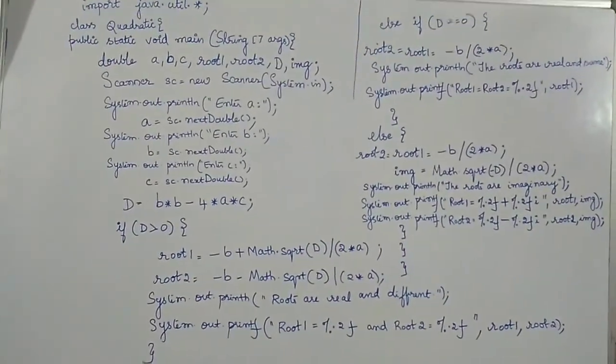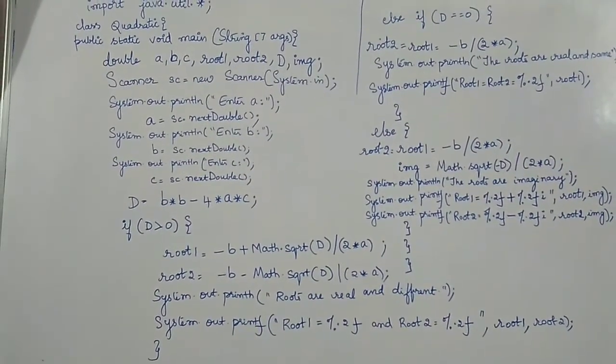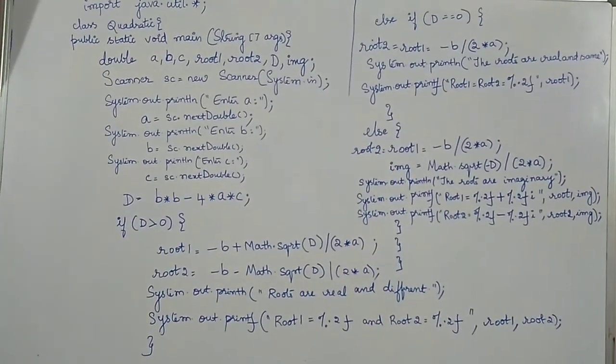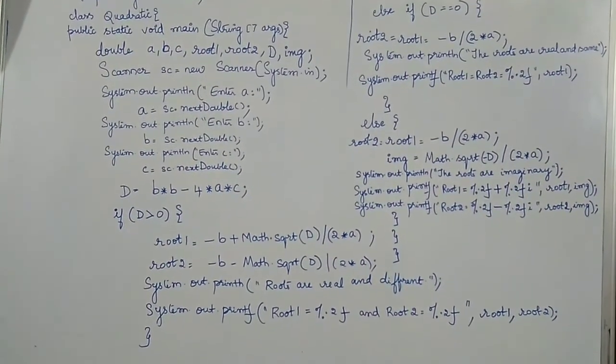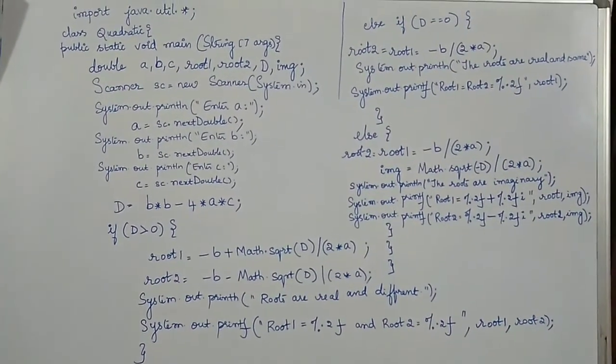So there are three outcomes of the discriminant. One is when D is greater than 0. The other one is when D is equal to 0. And the third case is when D is less than 0. Okay, so I'll show the execution of this program.